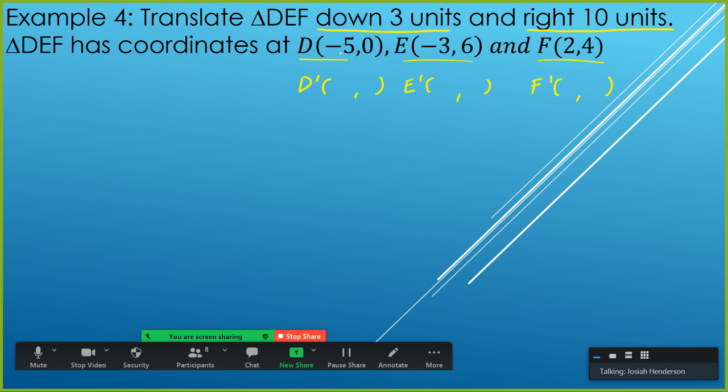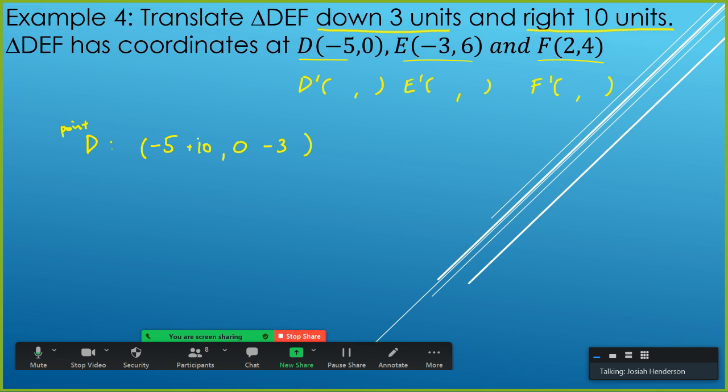So one at a time, we're going to apply the translation down 3. Down 3 means -3 for y. And right 10 means plus 10 for x. Remember, up, down goes with y, left, right goes with x. So let's try the D first. So for point D, it starts at -5, 0. But we need to go down 3, so that'll be -3 for y, and right 10, plus 10 for x.